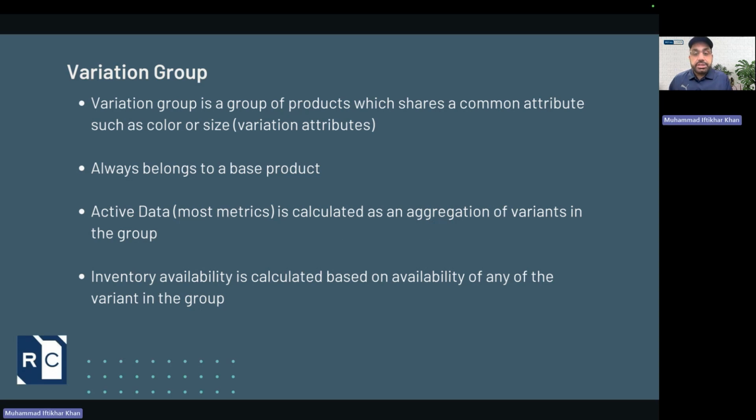Active data, most metrics, is calculated as an aggregation of the variants in the group. And inventory availability is calculated based on the availability of any of the variants in the group. So if, in a variation group, any of the variants is available, the inventory of the variation group will be considered available. You can explore this variation group in more detail in the Salesforce official documentation. There are a lot of examples available there.